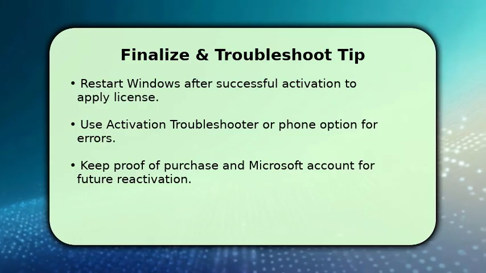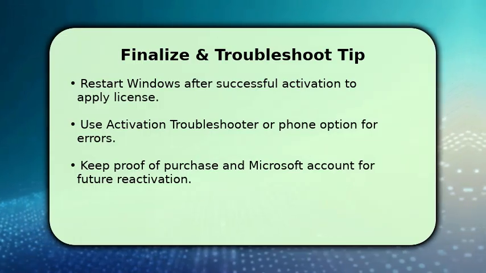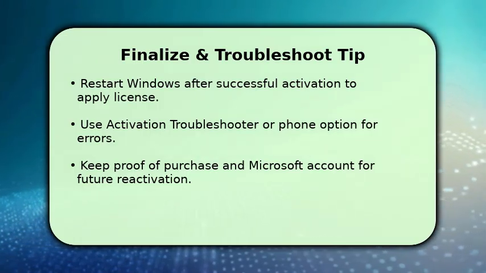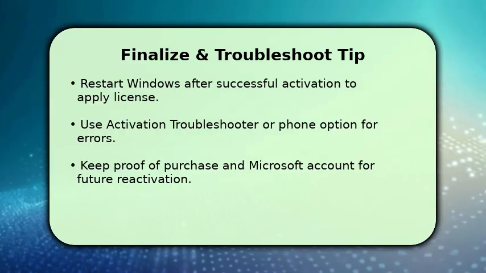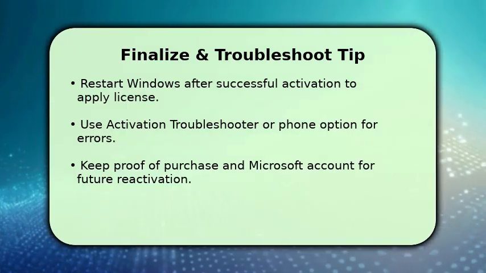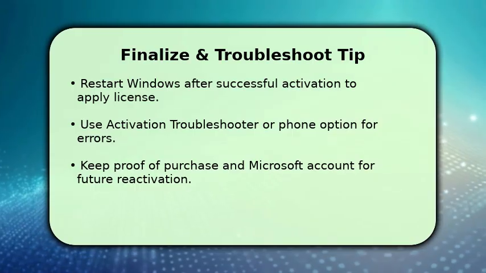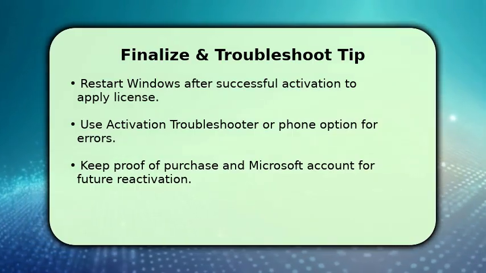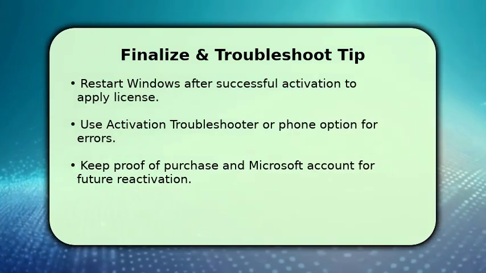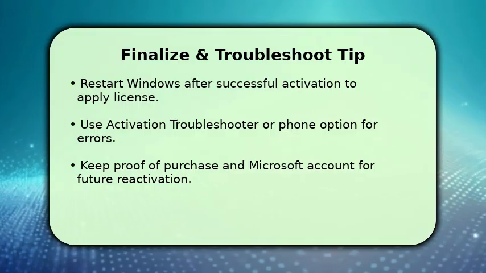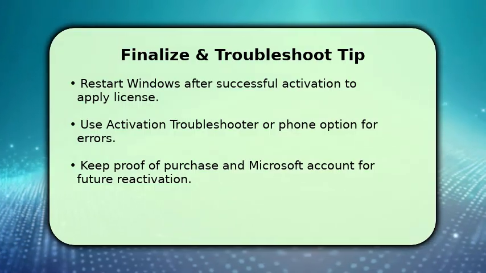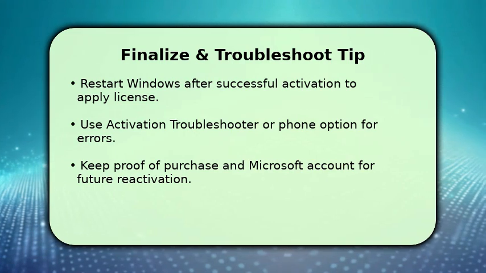If activation still fails, use the activation troubleshooter first. It can detect hardware-linked digital licenses and reapply them. As a fallback, choose the phone activation option and follow the automated prompts. Record the installation ID and confirmation number. One key tip: keep your proof of purchase and sign into the Microsoft account tied to the license.